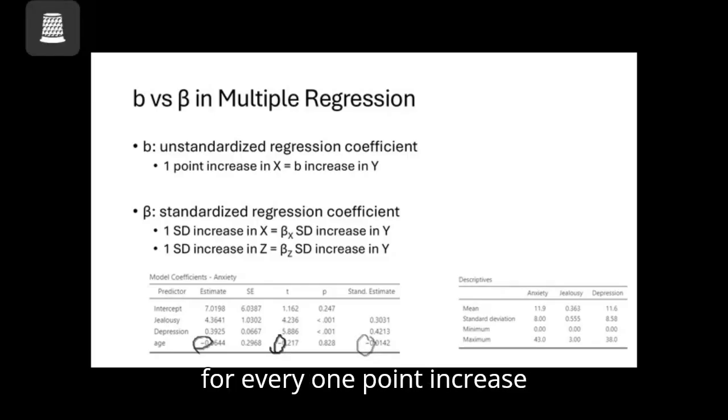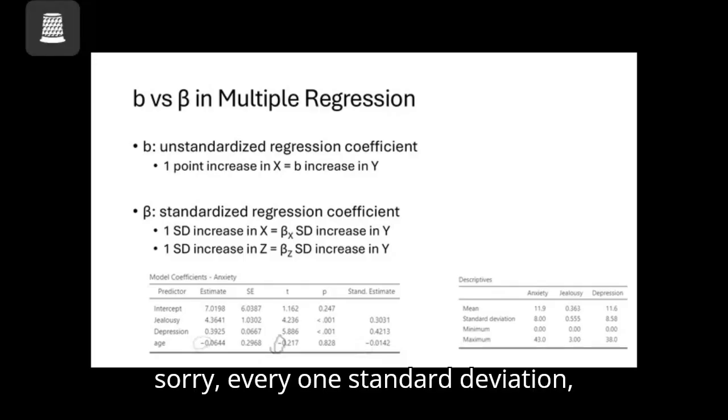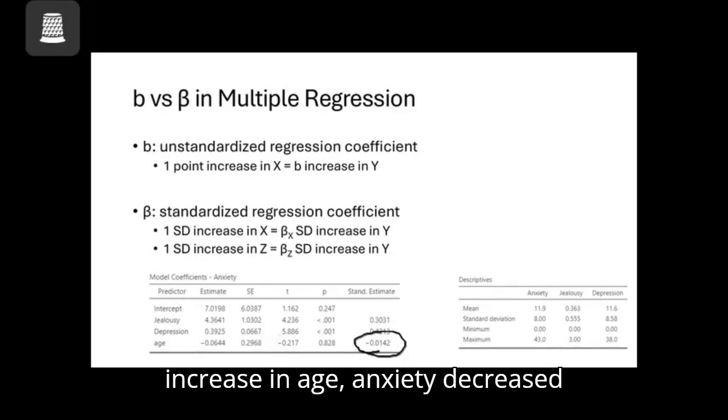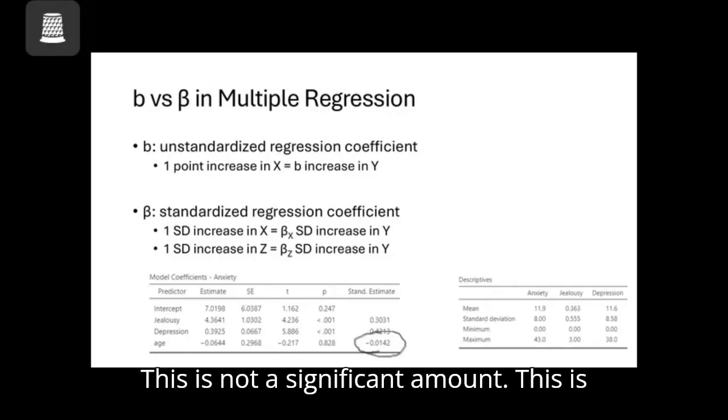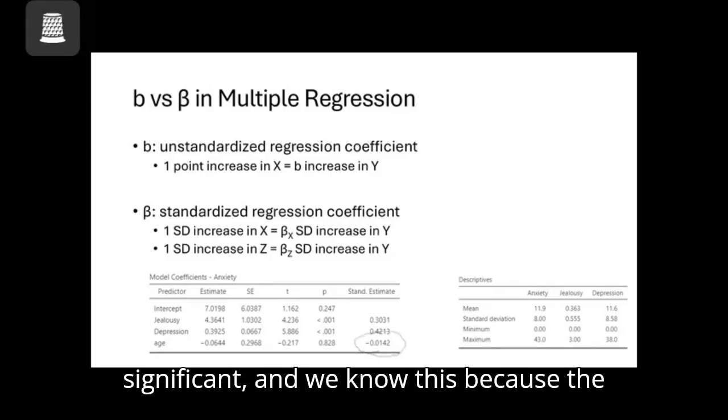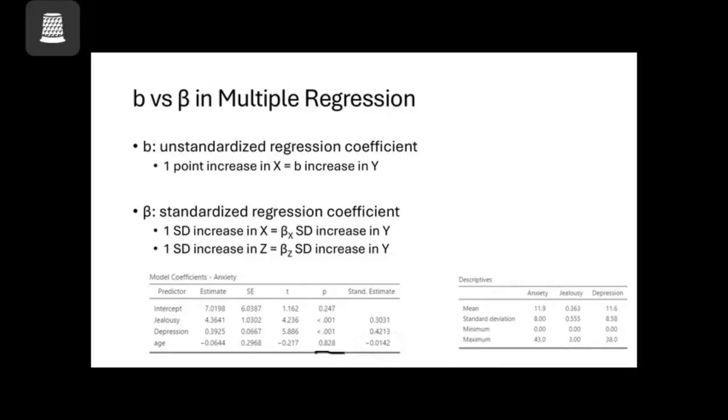So for every 1 point increase in age, every one standard deviation, since we're looking at the standard estimate, for every standard deviation increase in age, anxiety decreased 0.0142 standard deviations. This is not a significant amount. This is a very tiny amount. It is not significant and we know this because the p-value is not significant.